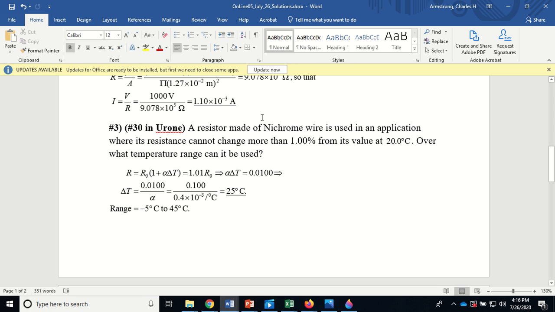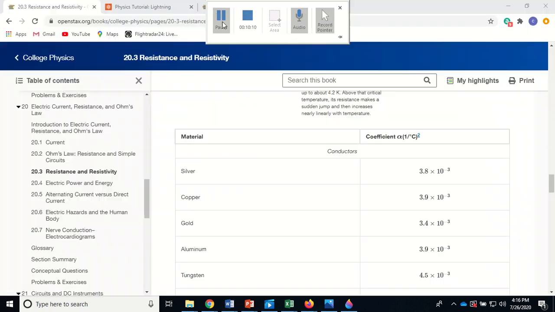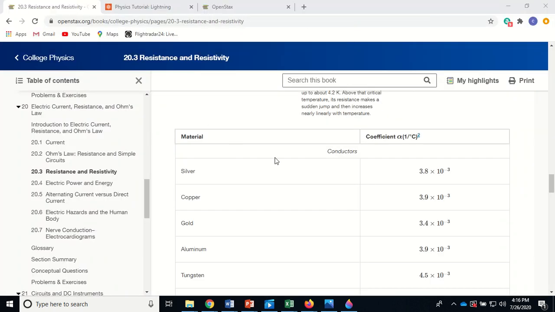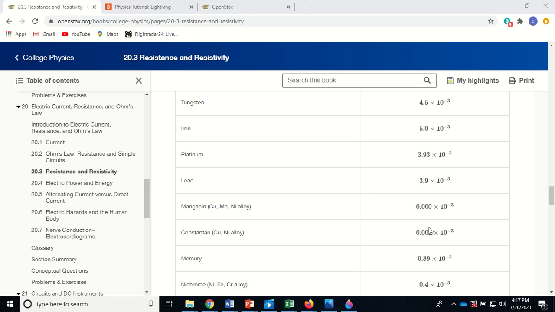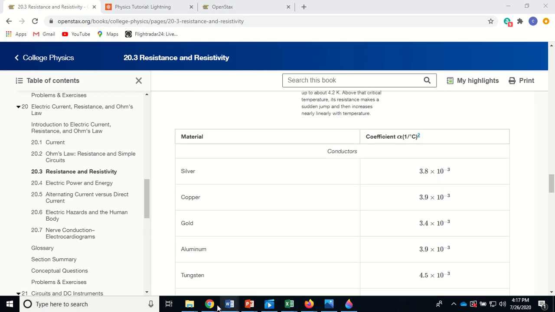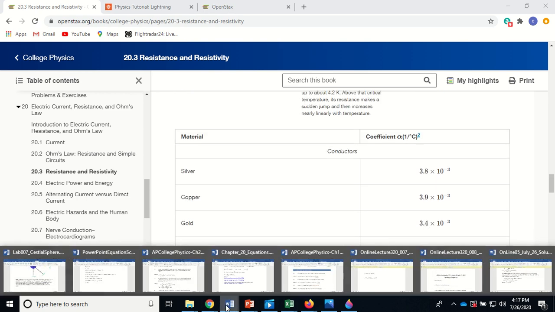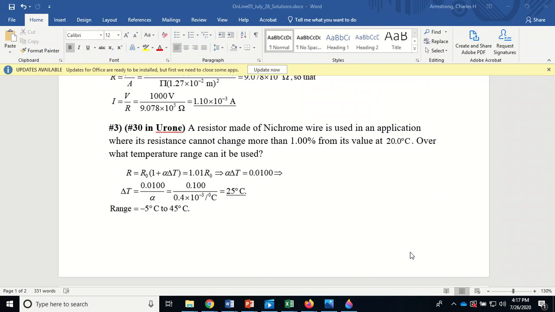And the table, hold on. Okay, here's the table that's in the book. It's in section 20.3. This is the alpha, so there you have them all listed right there in your book. Okay. And which one did we just look at? We just looked at nichrome.